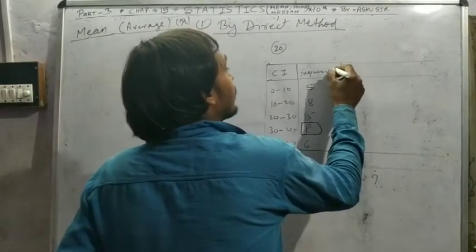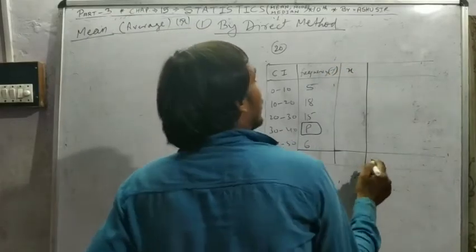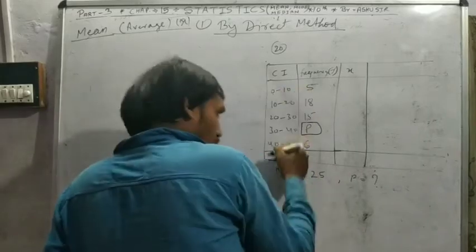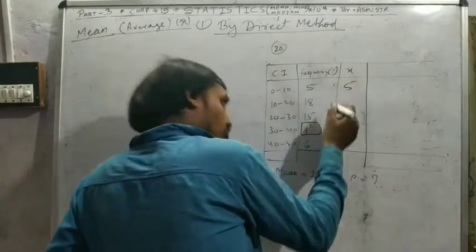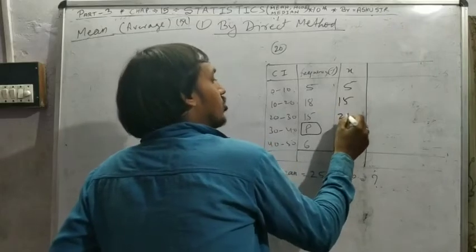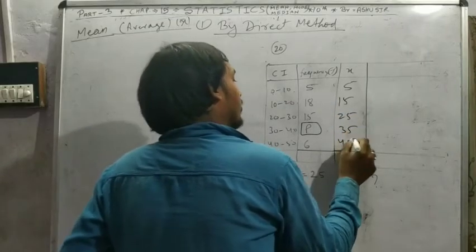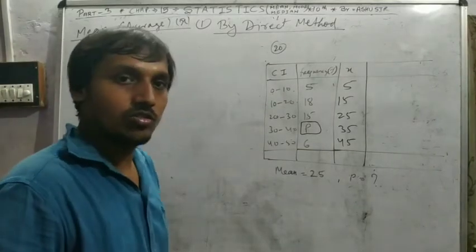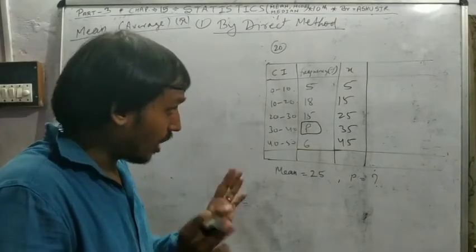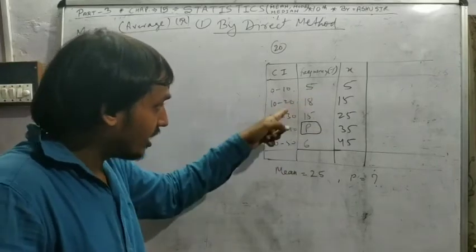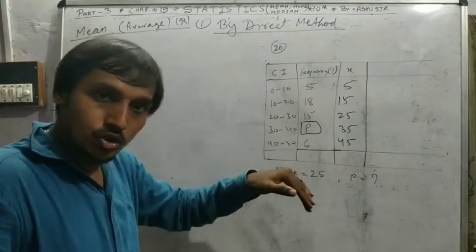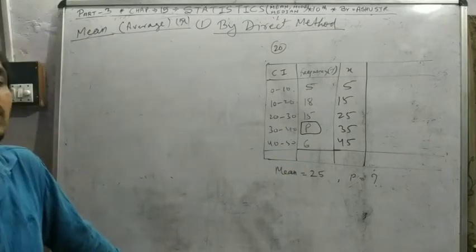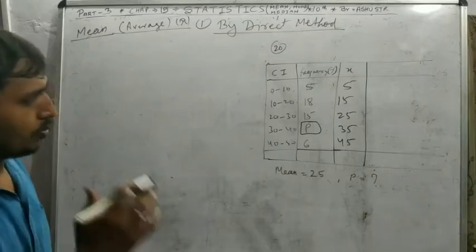F is given, X is given. The class marks: 0 plus 10 upon 2, 10 plus 20 upon 2, so 5, 15, 25, 35, 45. Finding the class marks is 10 plus 20 upon 2. If you solve it, you can also try the first steps.